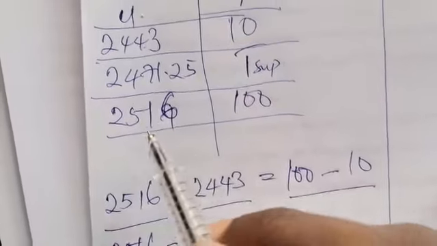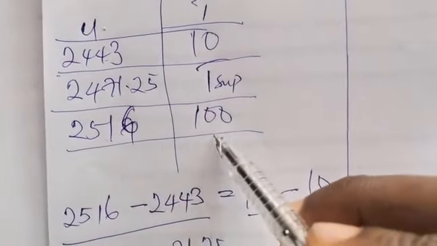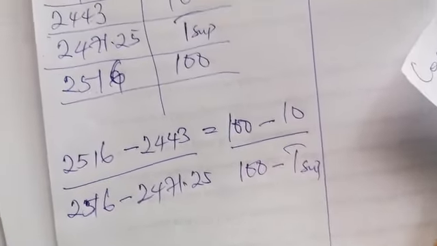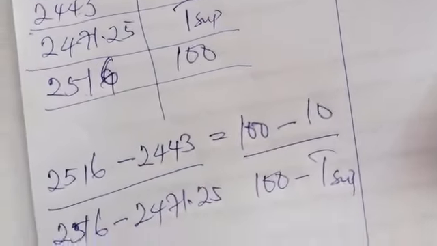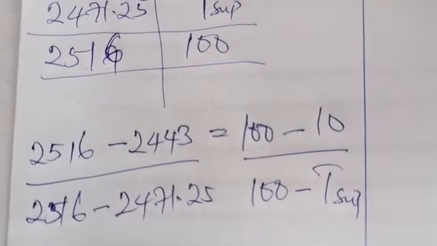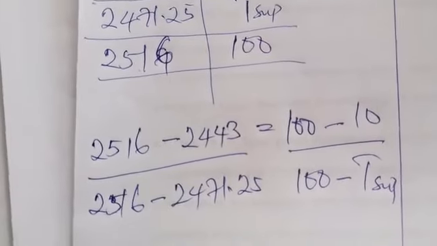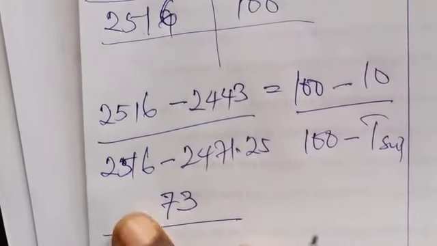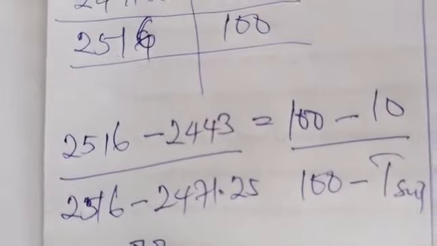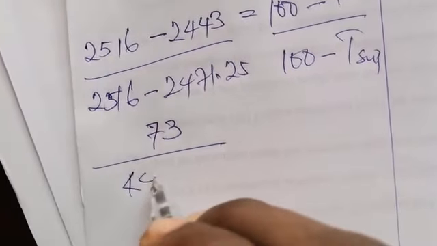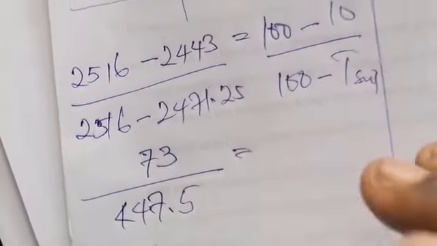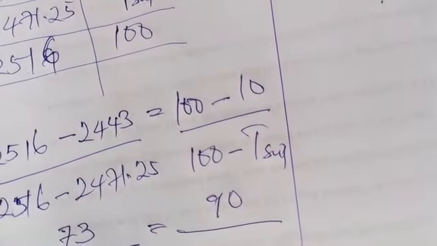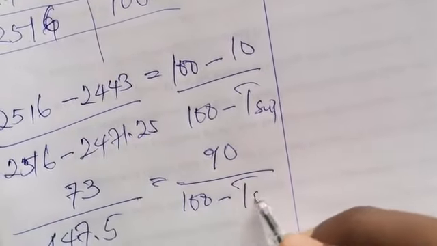Since I used this to subtract this, I will also use the last value here to subtract this. So I'll simply have 100 minus the superheated temperature, which is what I'm looking for. Let's evaluate that. 2516 minus 2443 gives us 73, so we'll have 73 all over 2516 minus 2471.25, which gives us 44.75, and this is equal to 100 minus 10, which is 90, all over 100 minus the superheated temperature.